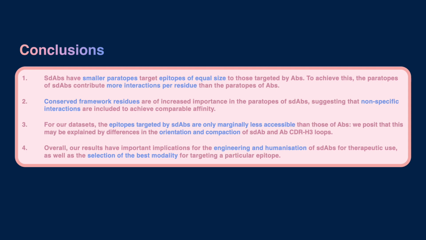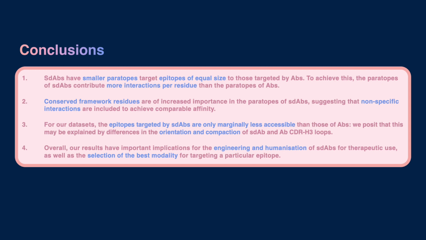So, in conclusion, we find that single-domain antibodies have smaller paratopes than conventional antibodies, but they're able to target epitopes of a similar size. And to achieve this, the paratopes of single-domain antibodies are contributing more interactions per residue than those of antibodies. Secondly, we find that conserved framework residues are of increased importance in single-domain antibody paratopes, and this suggests that they're using more non-specific interactions to achieve comparable binding affinity.